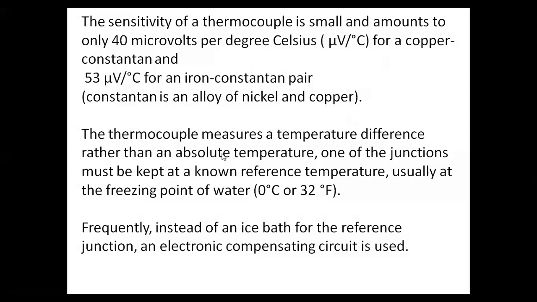In some cases it is not possible to maintain 0 degree Celsius. In such a situation we have to provide electronic compensation. Electronic compensation circuits are used for providing the reference junction.